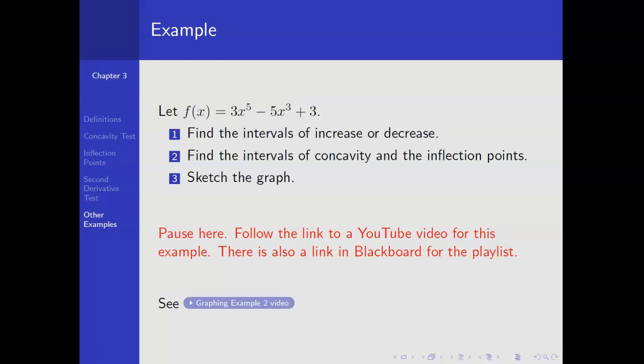Okay, last example. This time we have the function f of x equals 3x to the fifth minus 5x cubed plus 3. We're going to find the intervals of increase and decrease, the intervals of concavity and the inflection points, and then we're going to put all of that information together and sketch the graph. And when we find the intervals of increase and decrease, we are also going to find any local max or local min at the same time.